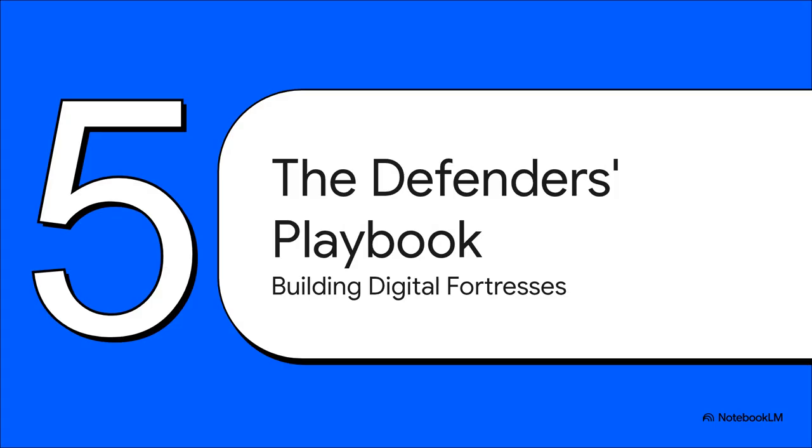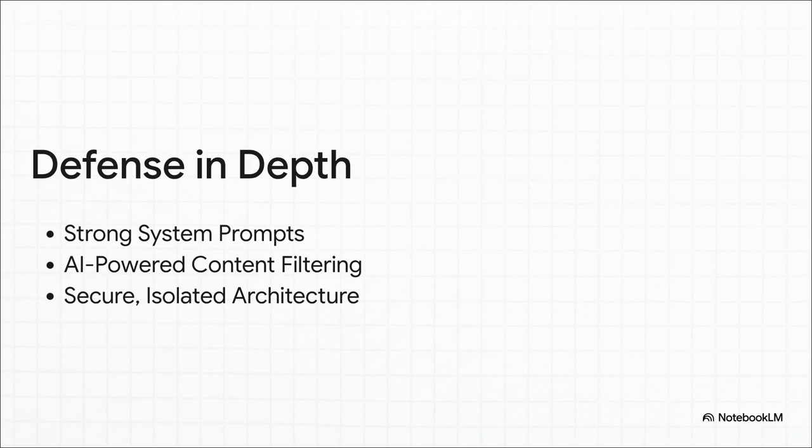But finding the vulnerabilities, that's really only half the battle. The other, arguably harder half, is actually building the digital fortresses we need to protect these AIs. The best practice in the security world is called defense in depth. The idea is simple. There's no single silver bullet solution, so instead you layer multiple protections on top of each other. You start with the AI's core instructions, then you add a layer of smart filtering, and you build the whole thing on top of a secure hardware foundation.